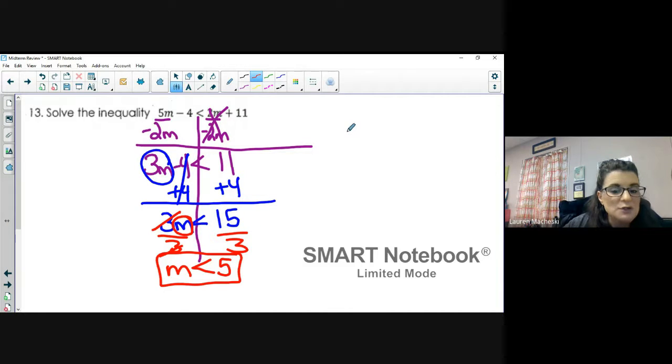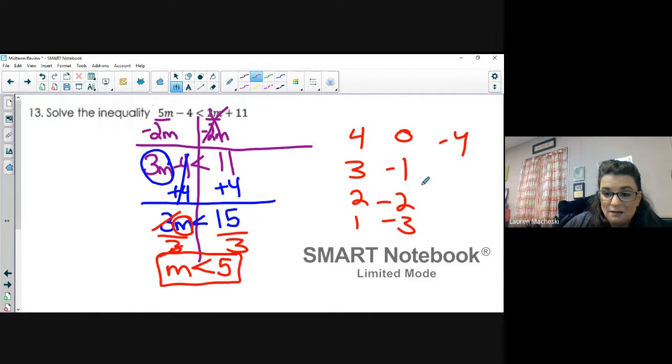So what are some options for m? If m is less than 5, it could be 4, it could be 3, it could be 2, it could be 1, it could be 0, it could be -1, -2, -3, -4, anything less than 5. So a bunch of those would work.